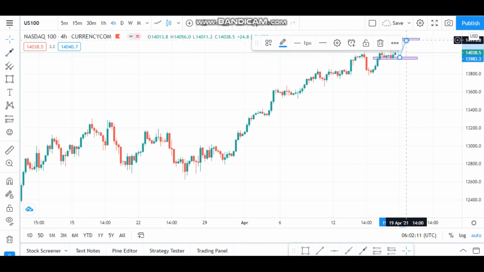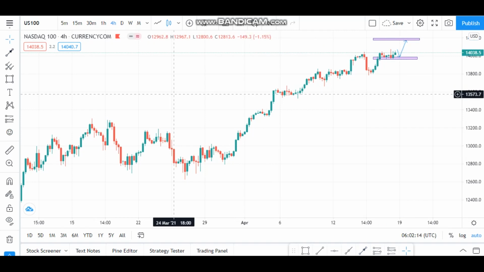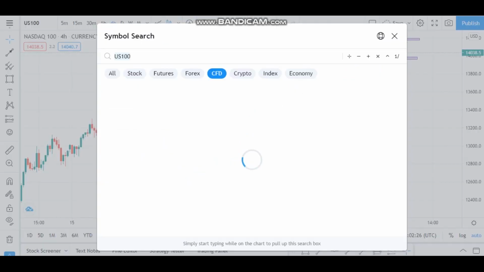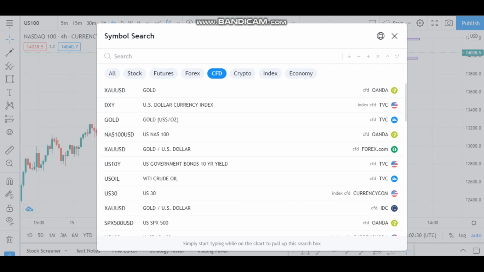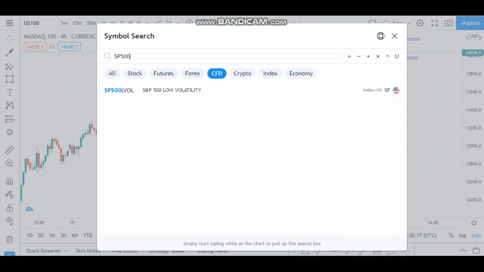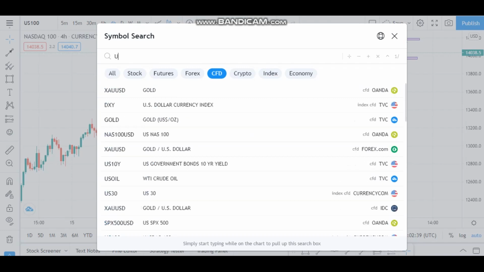But firstly, we will be looking into fundamentals to really know what will happen by next week. So by Sunday night, we expect the market to have a retest before it goes bullish. So that's it for Nasdaq, and then we go for SP500. US 500.